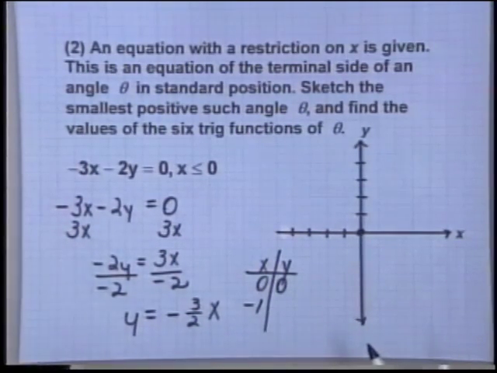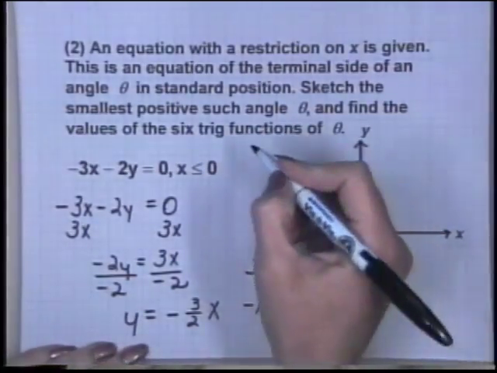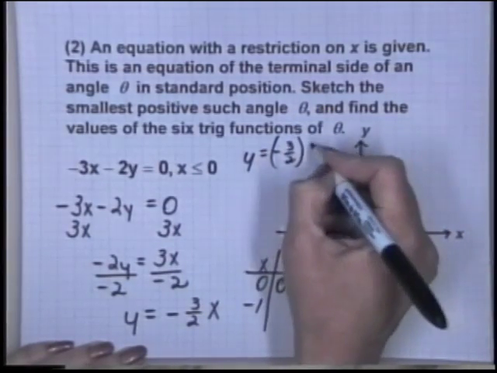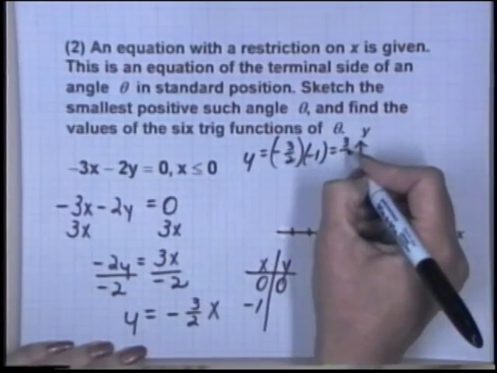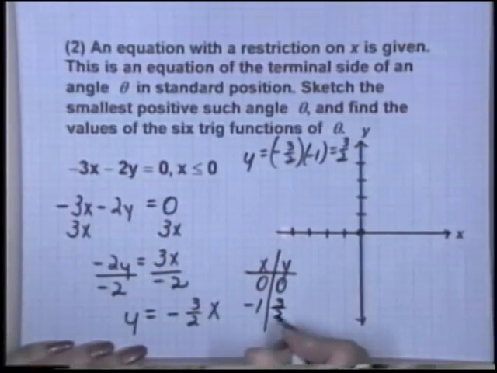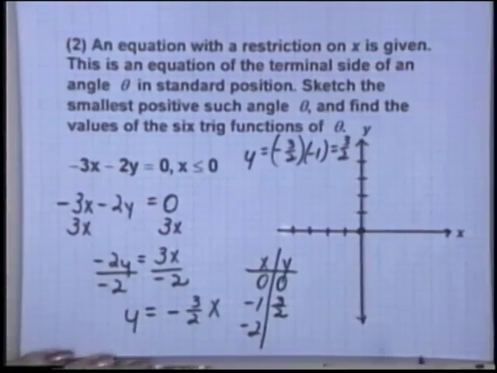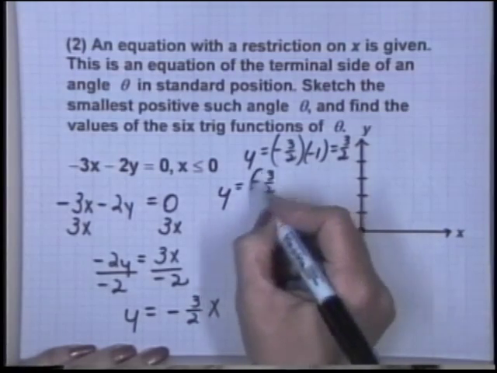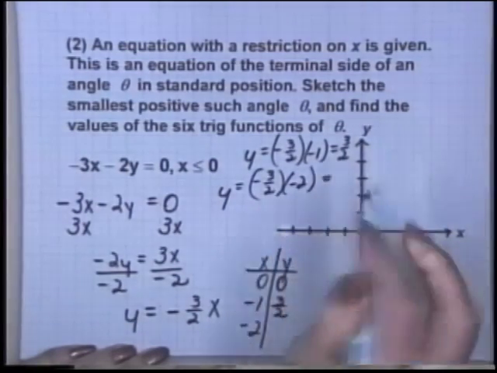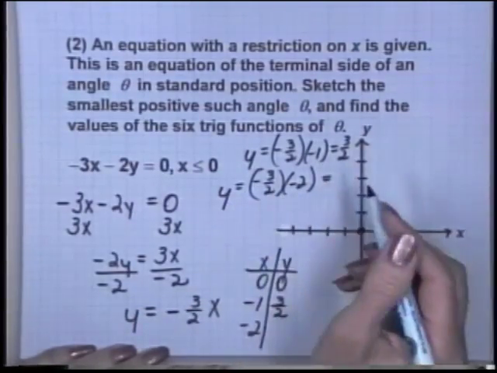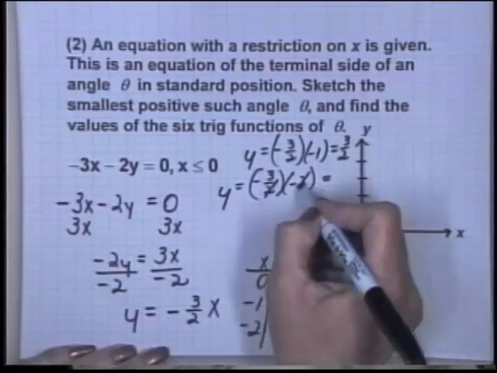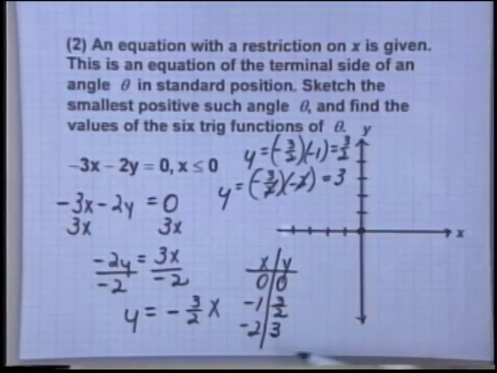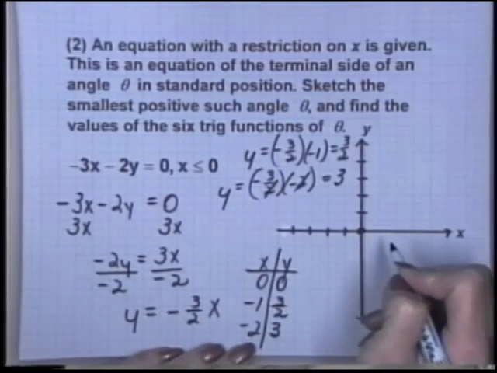So what if I use -1? I'll get that y equals -3/2 times -1, which is +3/2, and then I'm going to use -2, and when I do, I get that y equals -3/2 times -2. Of course, a negative times a negative is a positive, and then the 2's divide to 1, so what I get there is a +3. So I've got enough points, I think, to plot this.